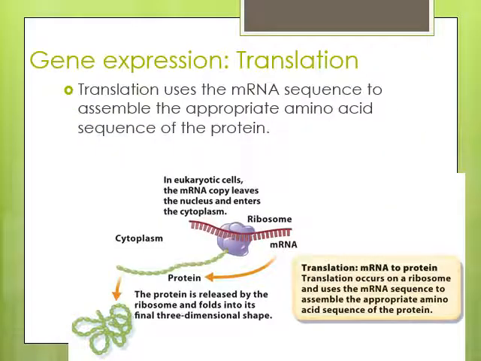Okay, so now we've left the nucleus. We have our nice new strand of mRNA, and basically what that's going to do is it's going to have to go through translation. Translation is just using that mRNA sequence to assemble the appropriate amino acid sequence of the protein. Okay, so mRNA is going to leave. It's going to go find a ribosome, our location of protein synthesis, and it's going to find the ribosome in the cytoplasm, and now we're going to go through translation.